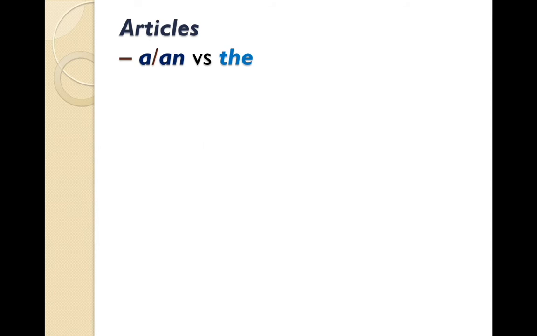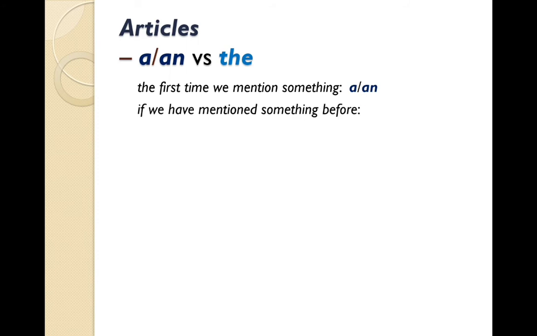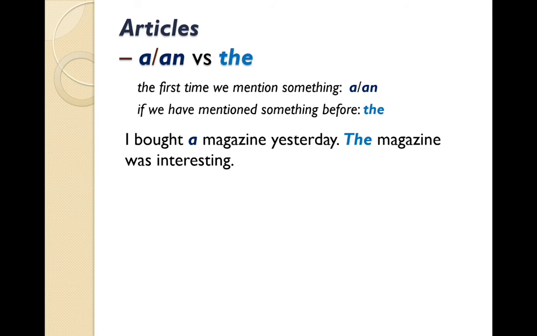So a or an versus the. This gets a bit more complicated now. The first time that we mention something, we use a or an. And then if we've mentioned something before, we use the. Let's see some examples of this. I bought a magazine yesterday. The magazine was interesting. So because in the second phrase we mentioned something previously spoken about, then we use the.